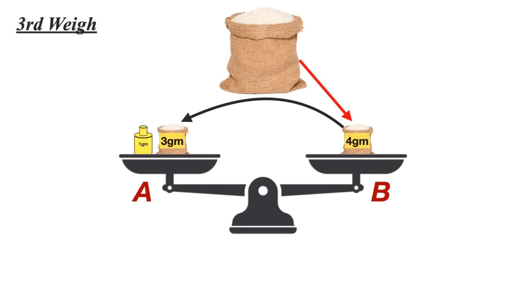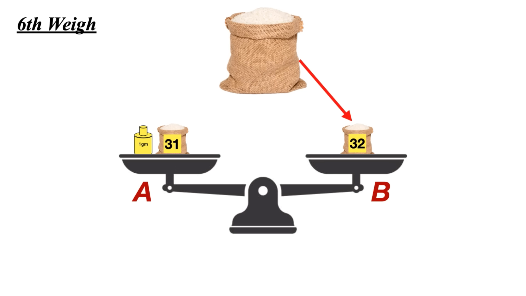In the fourth way, put 1 gram weight plus 7 gram rice in pan A versus 8 gram rice in pan B. So the 8 gram rice obtained in the fourth way is combined with 7 gram rice existing in pan A for the next way. Similarly, in the fifth way, put 1 gram weight plus 15 gram rice in pan A versus 16 gram rice in pan B. The 16 gram rice obtained in the fifth way is combined with 15 gram rice existing in pan A for the next way. Now in the sixth way, put 1 gram weight plus 31 gram rice, whichever was obtained, in pan A versus 32 gram rice in pan B.